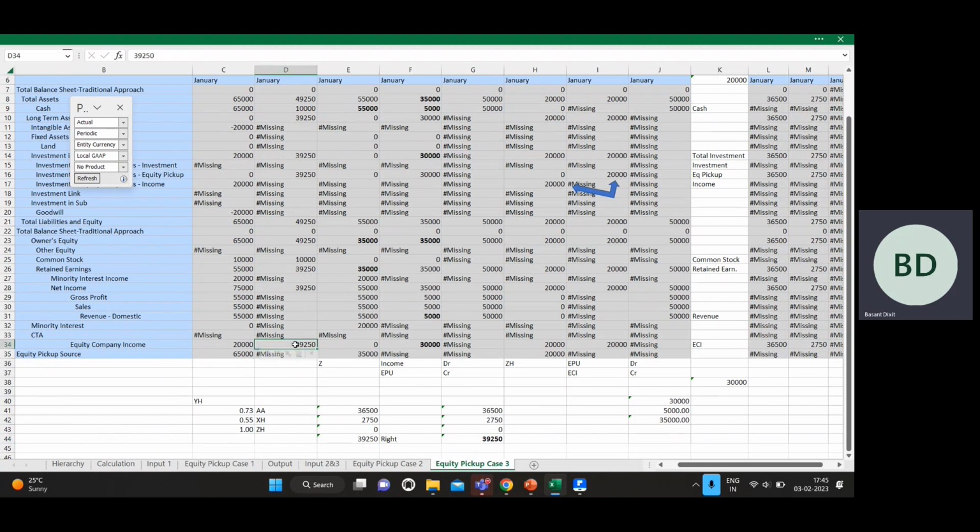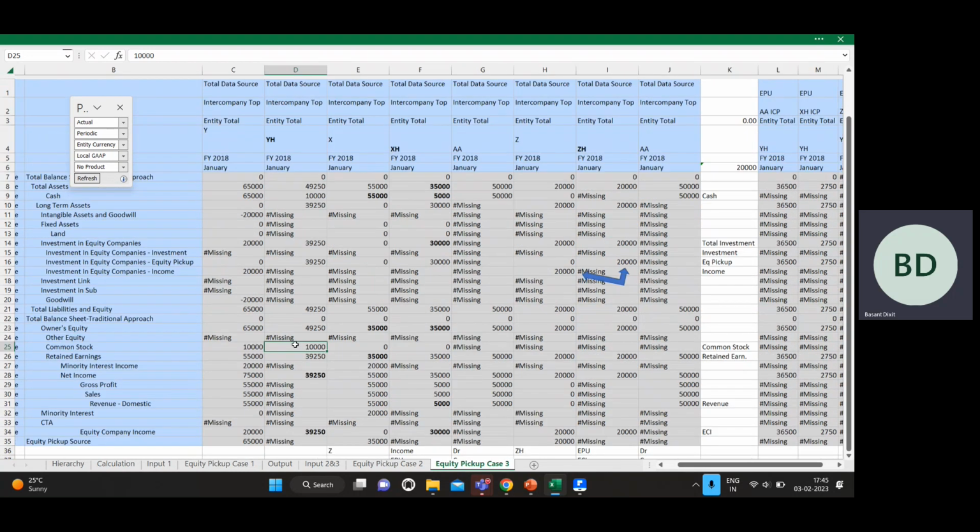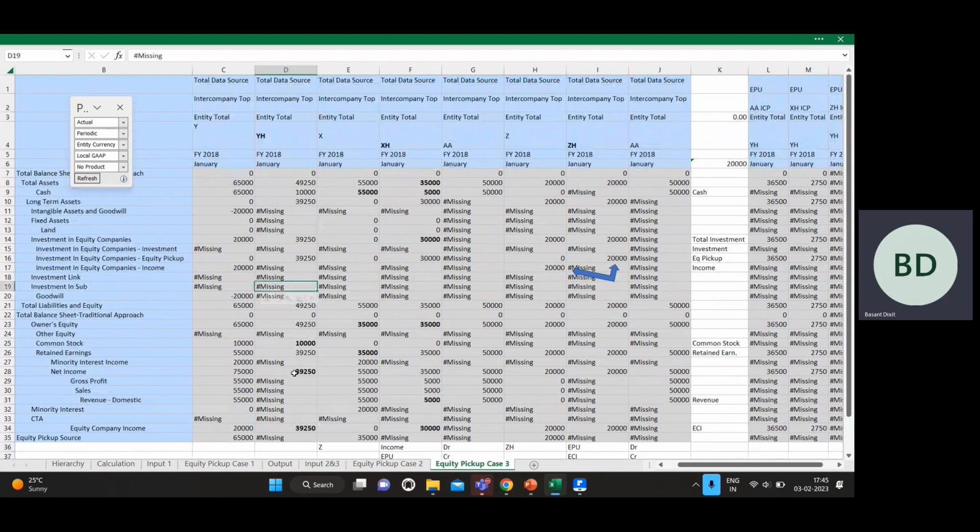At the equity company income we are getting the right figures, and it is rolling up to the net income. And finally we have common stock for the YH, that is why it is coming as 10,000. Equity pickup is coming as the same, and we have cash figures also. So the balance sheet is totally balanced, and we have zero balance in it.